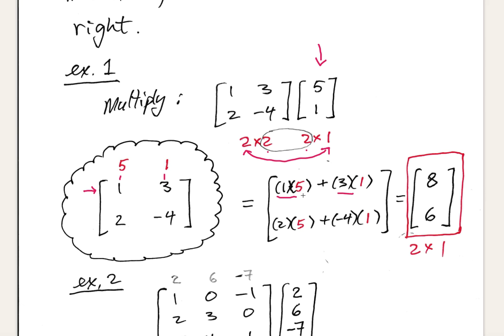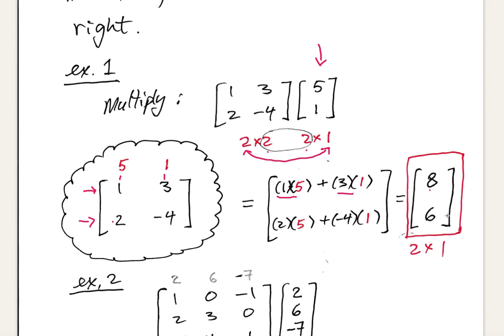And that's going to be what? 8. You can see a little mental arithmetic there. Then do the same thing with the second row. That's going to be 2 times 5, I've got there, plus negative 4 times 1. Then just do the arithmetic. That'd be 10 plus negative 4, which is 6. So the answer is 8, 6 as a column vector.